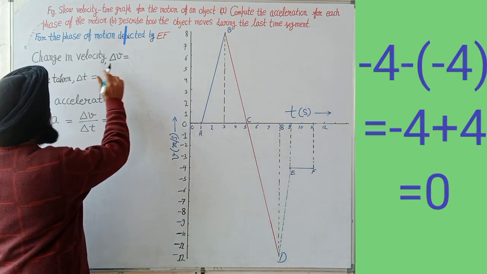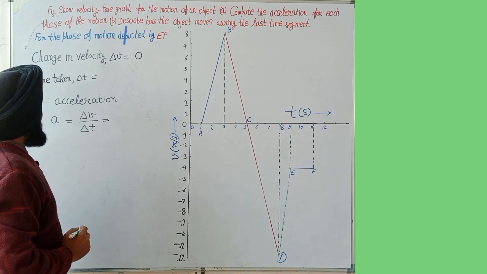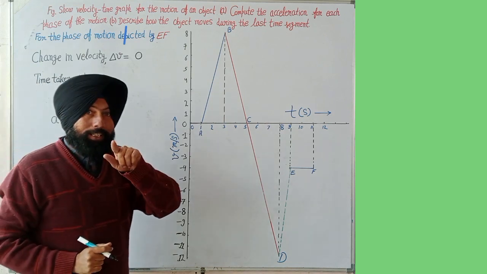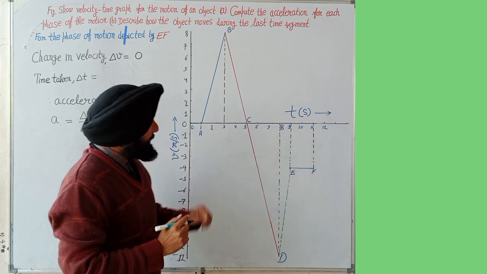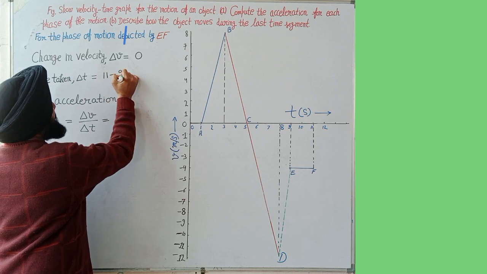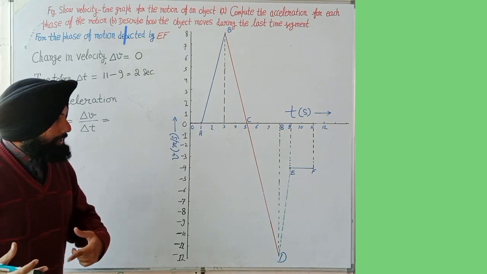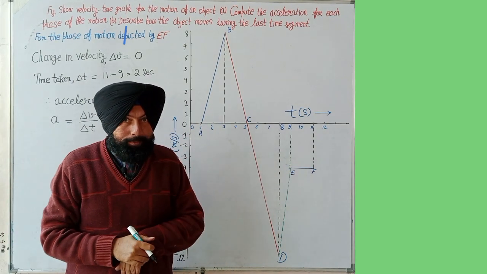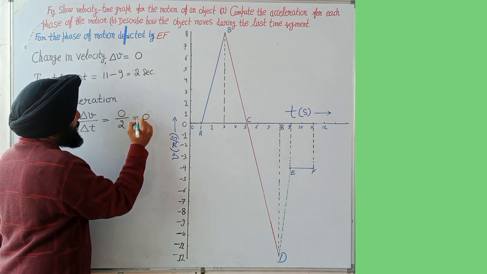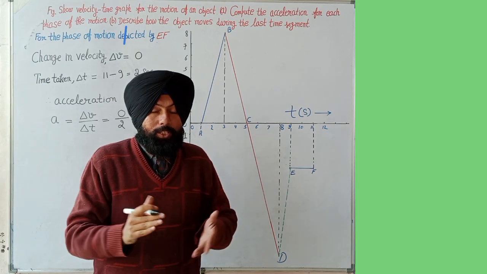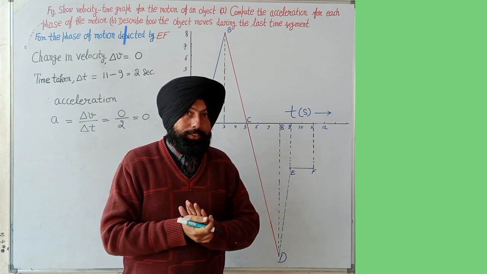So the change in velocity is 0. And for the time taken, we will calculate it: at point F it is 11, minus 9 at point E, that is 2 seconds. So what is the acceleration during the phase E to F? The change in velocity is 0, the time taken is 2 seconds, so 0 meter per second square, meaning 0. The acceleration during the phase E to F is 0.